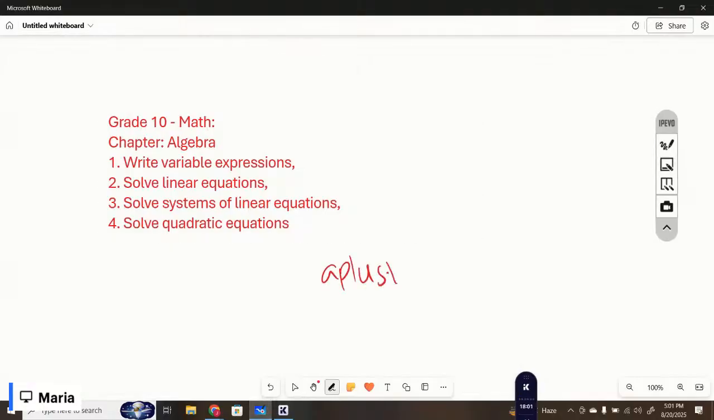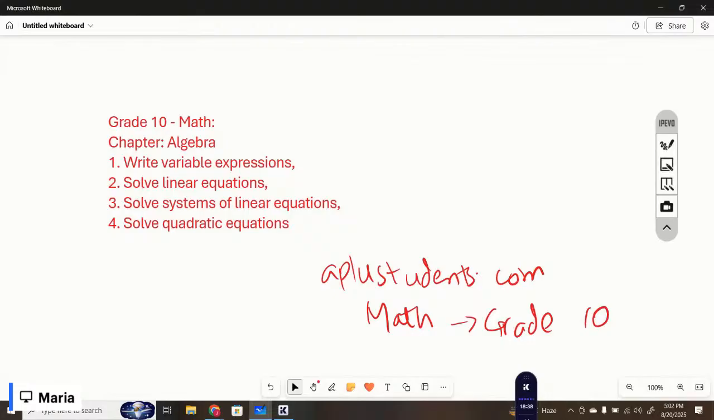You can find all the lessons on aplusstudents.com. You have to log in there using your email address and password as provided by the administrator. Then you have to select math from the subject tab. Scroll down to grade 10 math and then click on view all lessons.